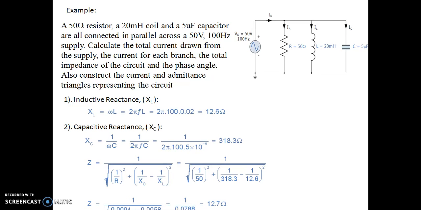For finding total current, first we need to find out the inductive reactance. Inductive reactance XL is equal to omega L, and omega is equal to 2 pi F. So the inductive reactance XL is equal to 2 pi FL, which comes to about 12.6 ohm. Capacitive reactance XC is equal to 1 by omega C, where omega is equal to 2 pi F. So XC is equal to 1 by 2 pi FC, which comes to around 318.3 ohm. So the impedance is equal to 1 by root over (1 by R) square plus (1 by XC minus 1 by XL) whole square, which comes to about 12.7 ohm.